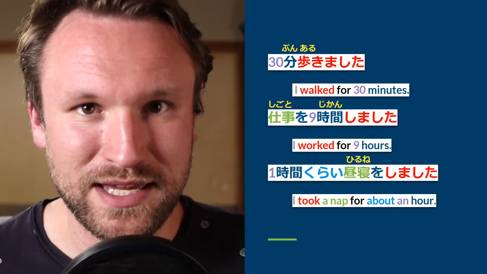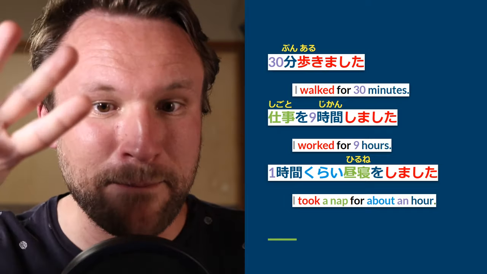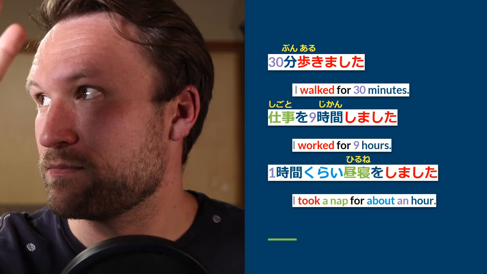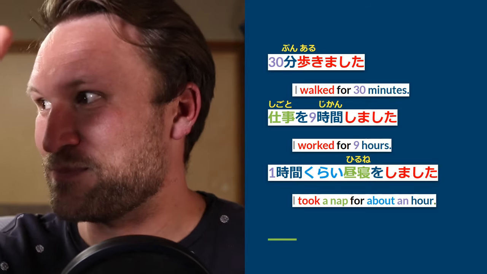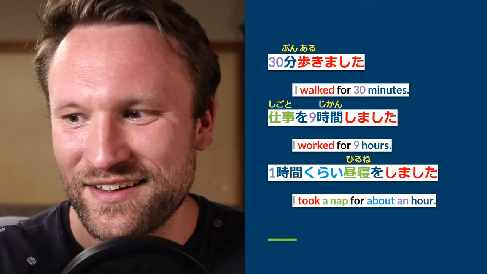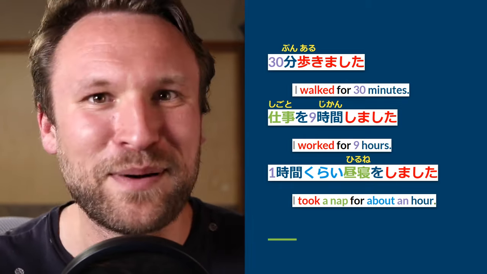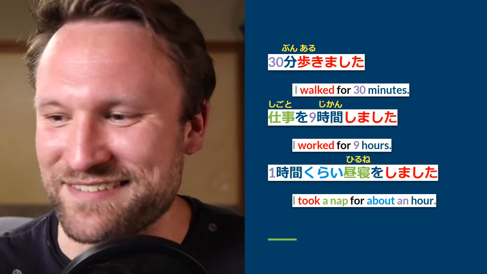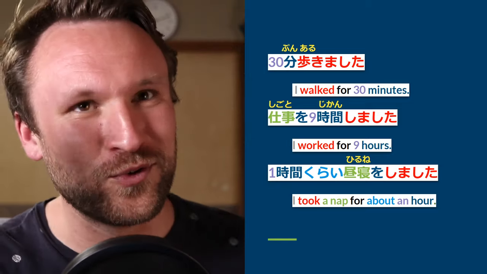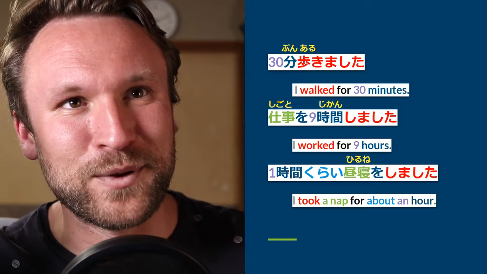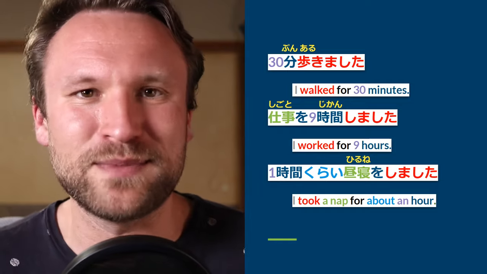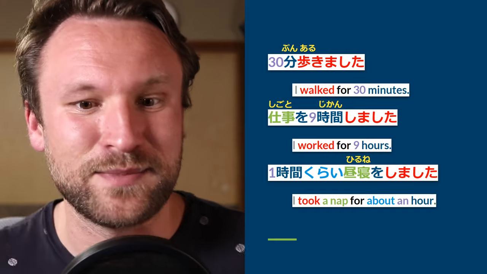1分, 2分, 3分, 4分... wait, 4分. 4分だね. 4分. Oh no, I forgot too. Yuki also forgot. Saying it out of context is weird. 5分, 6分, 7分, 8分, 9分, 10分. You just have to memorize those. And you'll still mess them up, as both of us, me and the native next to me, also did.